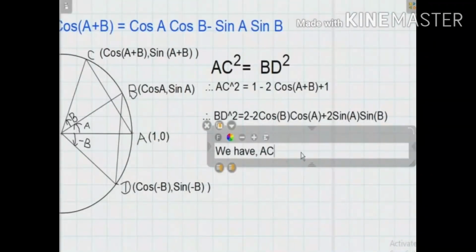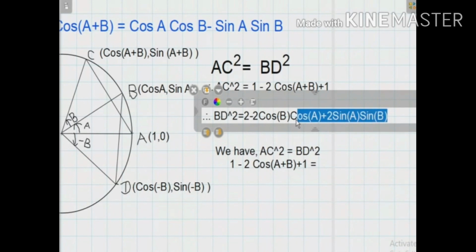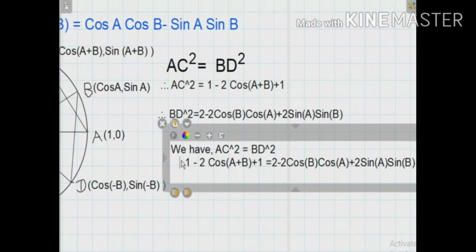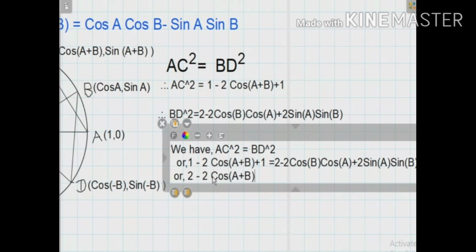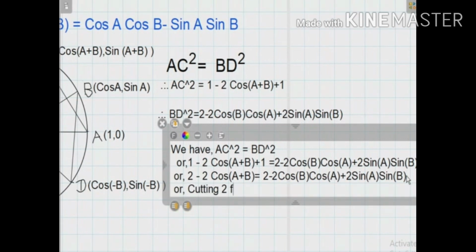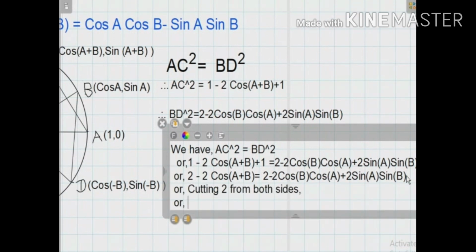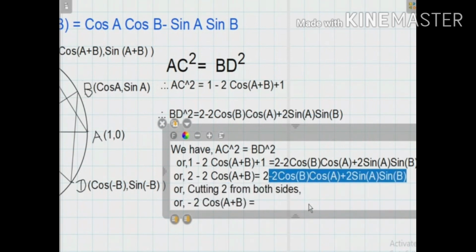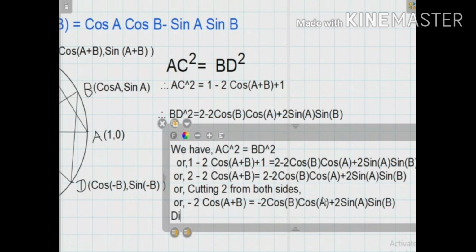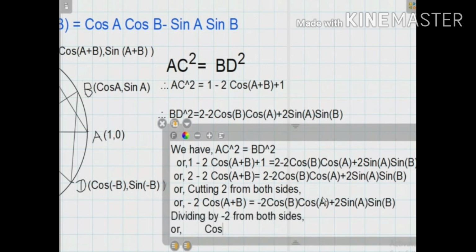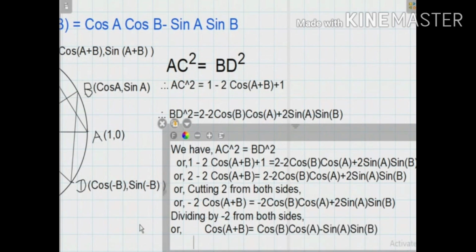Now in our original equation, AC square is equal to BD square, let's substitute the values which we have got here. Then we get 2 minus 2 cos(A+B) is equal to 2 minus 2 cos B cos A plus 2 sin B sin A. And cutting out 2 from both sides, we get negative 2 cos(A+B) is equal to negative 2 cos B cos A plus 2 sin B sin A. And dividing both sides by negative 2, we get cos(A+B) is equal to cos B cos A minus sin B sin A, or cos(A+B) is equal to cos A cos B minus sin A sin B.